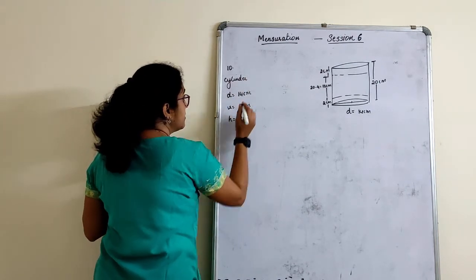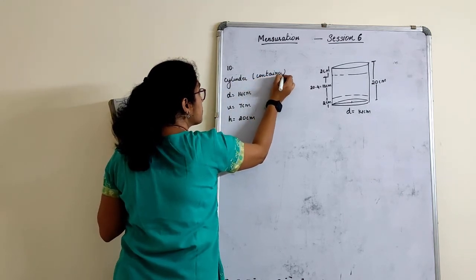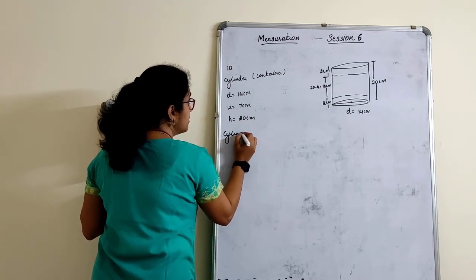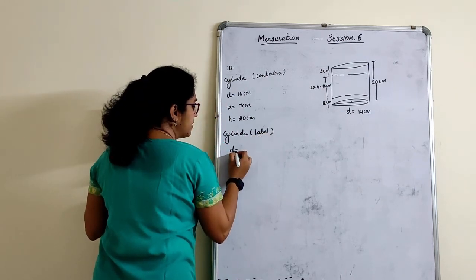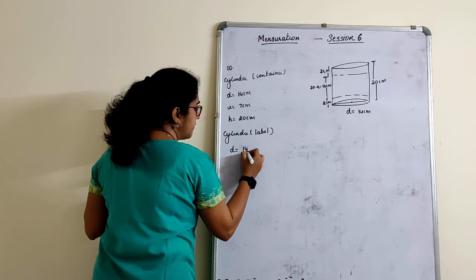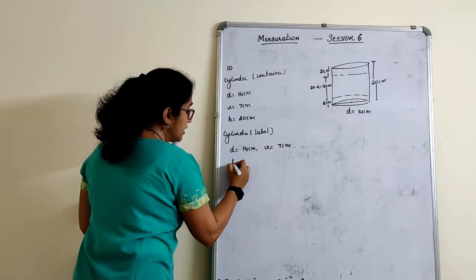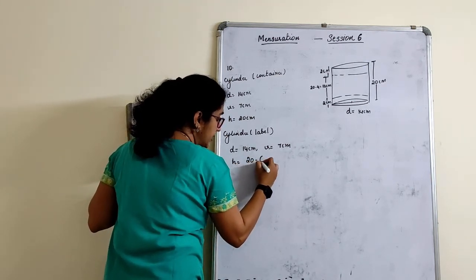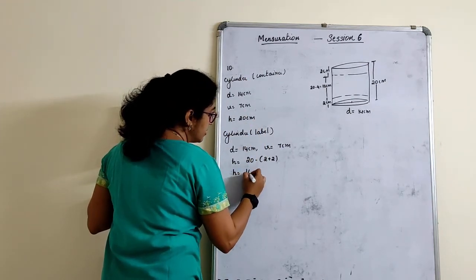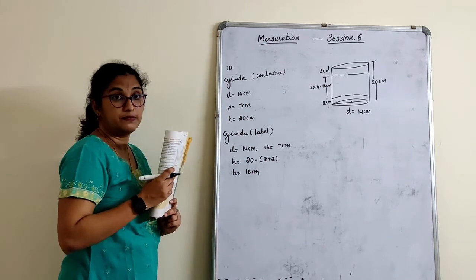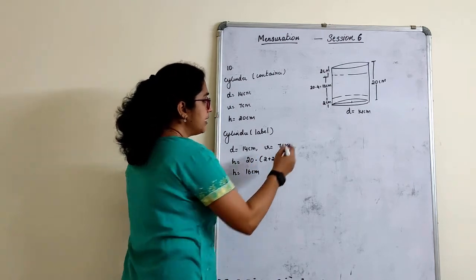Now next I will write here: cylinder, this is container. Next, cylinder, nothing but label. So for the label, the diameter will be the same, I mean 14 centimeter, which is nothing but radius is equal to 7 centimeter. What is the height? 20 minus 2 plus 2, 2 at the top and 2 at the bottom. So height is 16 centimeter of the label. Is this very clear? What we have to find now is the area of the label.